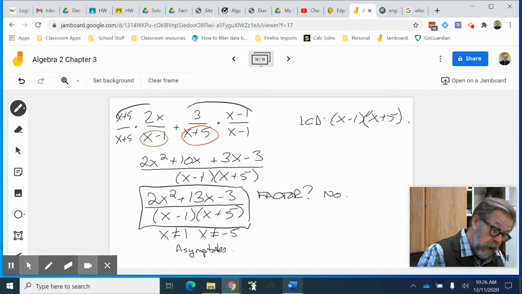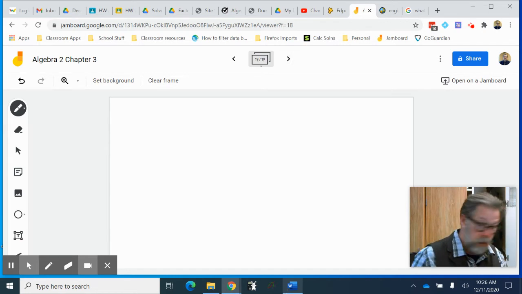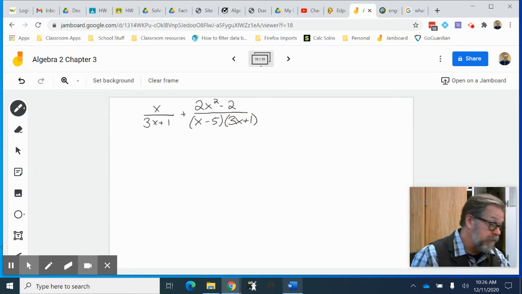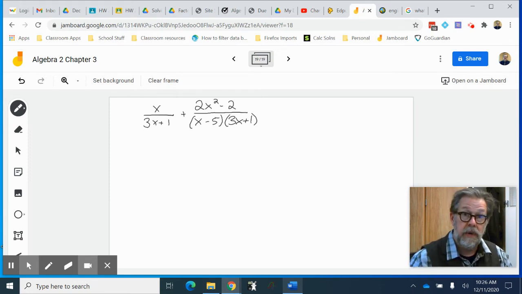Okay, so let's do a more complicated example. x over 3x plus 1 plus 2x squared minus 2 over (x minus 5)(3x plus 1). I'll let you pause and just think for a second. What's the least common denominator going to be?